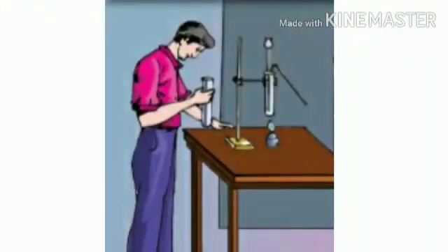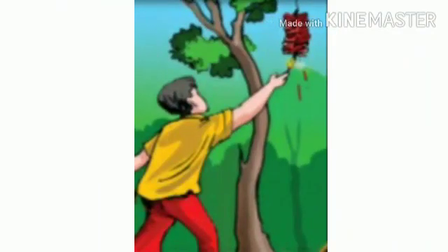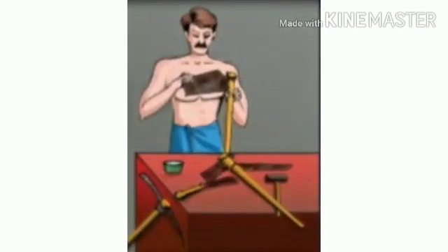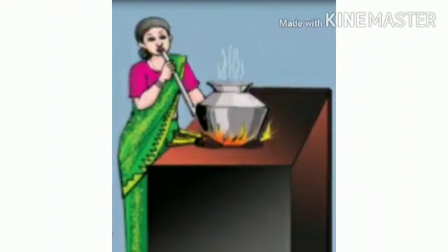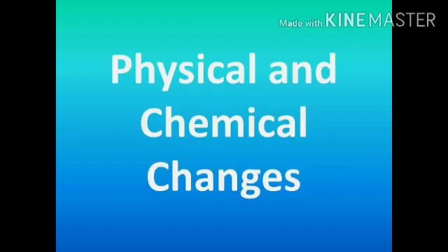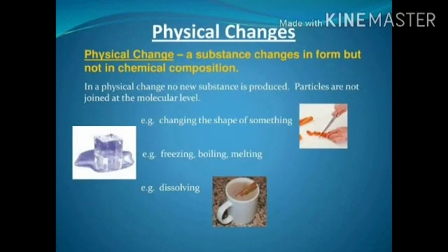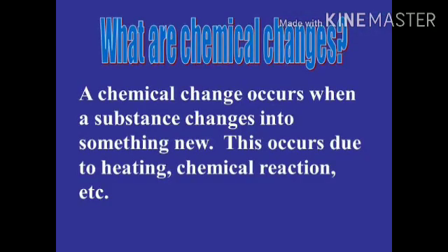Look at these pictures. These pictures are showing various changes happening around us. These include both physical and chemical changes. Don't you remember the difference between these changes? Let's recall physical and chemical changes. Physical changes are changes that alter the size, shape, or physical state of a substance. But in chemical change, a new substance is formed.